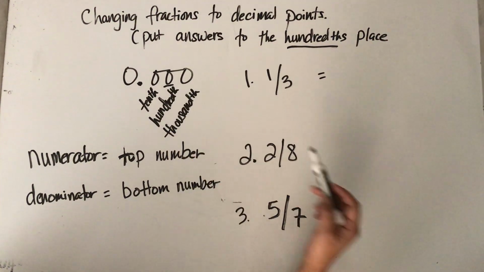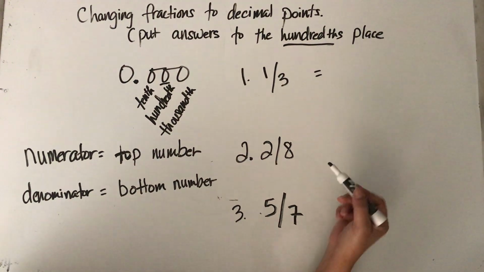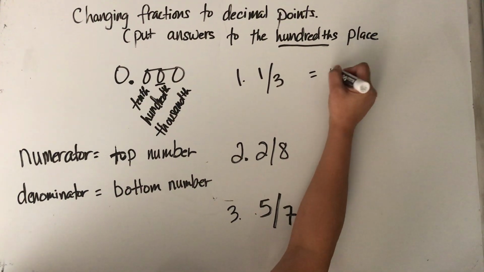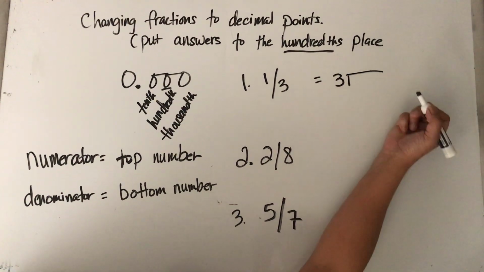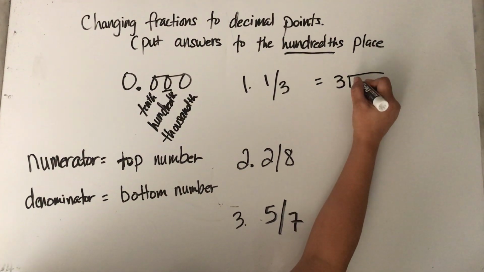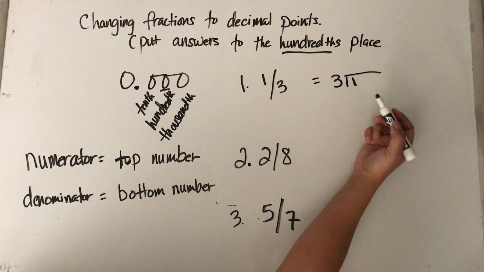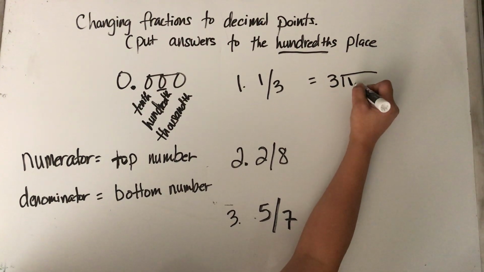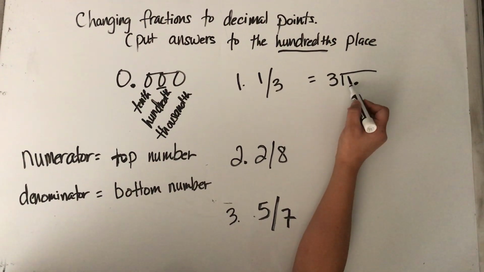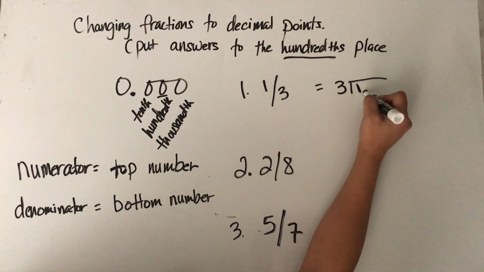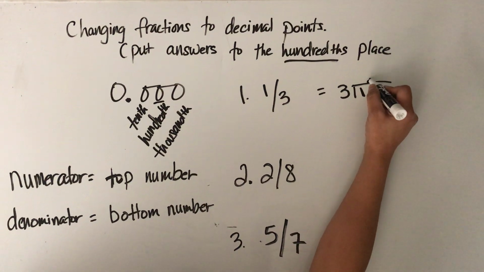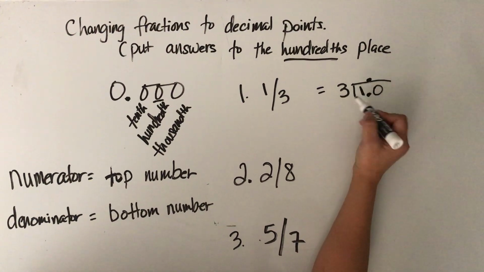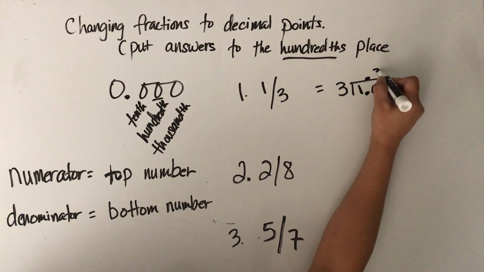So in order for you to change fractions to decimal points, you want to take the denominator and put it over here. You put that division sign, and you will put your numerator inside. And then you will put the decimal point, because 3 can't go into 1. If you put the decimal point, you add the 0 here, make sure you align the decimal point here. So now 3 can go into 10 3 times.